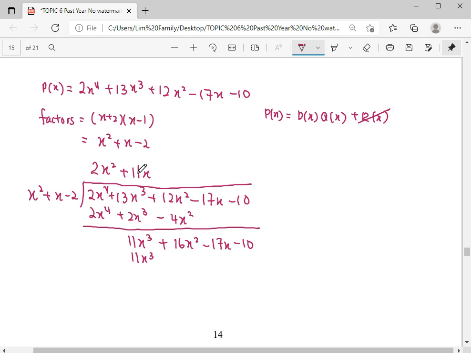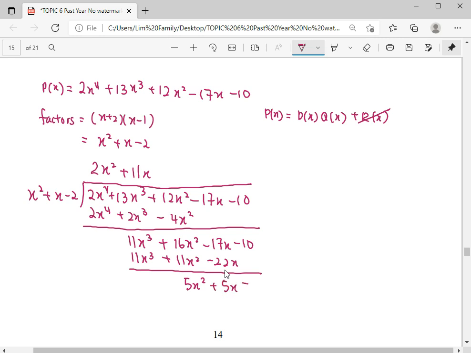For the other terms, we just expand like usual. 11x times x here is 11x squared. Then 11x times negative 2. Then we minus. See what the balance is here. We minus, balance no more. We minus here, our balance leaves 5x squared. Then we minus here, negative, negative becomes positive.